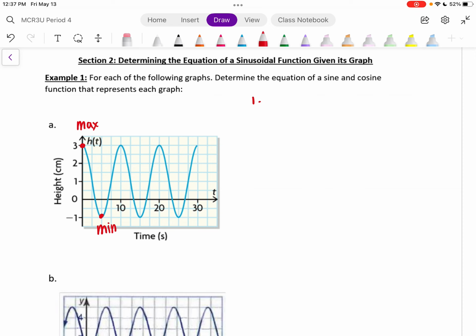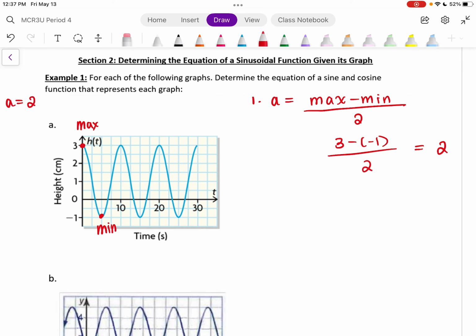Let's go ahead here and find the amplitude. So the amplitude is equal to max minus min divided by 2. So I'm going to do 3 minus -1 divided by 2, which is going to give me 2. Right? 4 divided by 2 is 2. So my a value, I'm just going to write it here, a is equal to 2.